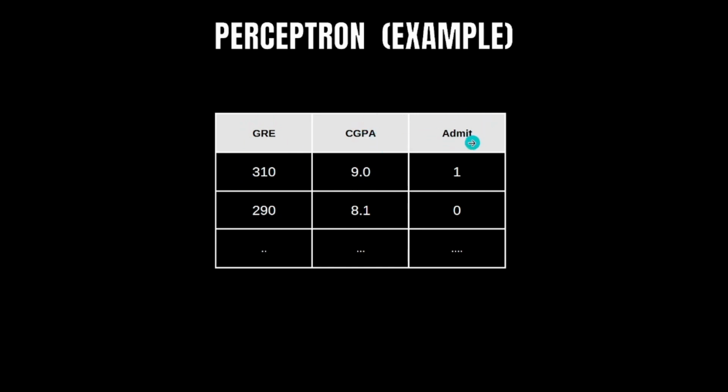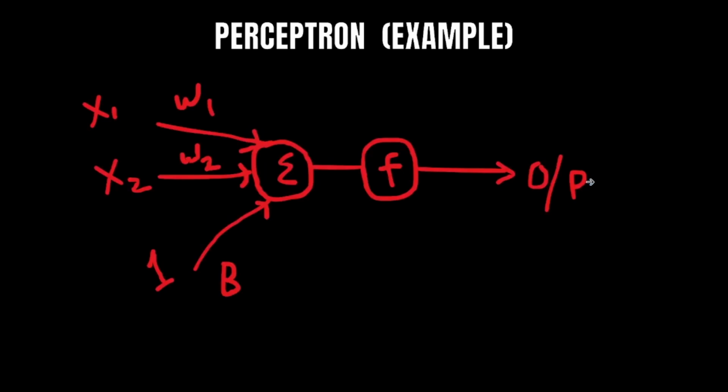And here there is one dependent parameter called admit. It says whether this student with this GRE score and this CGPA got admission to a university. This is very arbitrary data, not real data. Just for the sake of the example, we are going to take this. So let's start with the example.